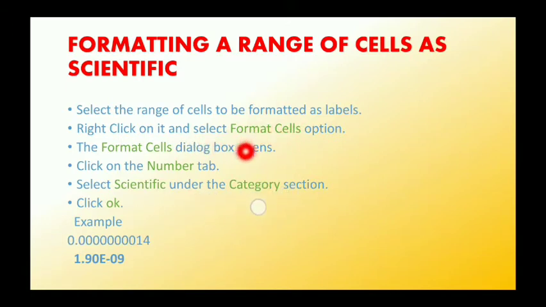We will use the format cells option, and then the format cells dialog box will appear once again. After that, we will click on the number tab. Once again, we will choose scientific from the category section and then click OK. Now the whole range or the specific cell will be formatted as scientific. For example, I have shown you earlier, this data will be converted like this. So this is formatting a range of cells as scientific.